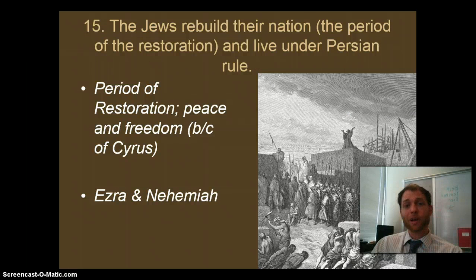And so the Jews do come back from exile, and this is called the period of the Restoration, when they live under Persian rule pretty peacefully, and they rebuild their temple. You can read about this in the books of Ezra and Nehemiah.